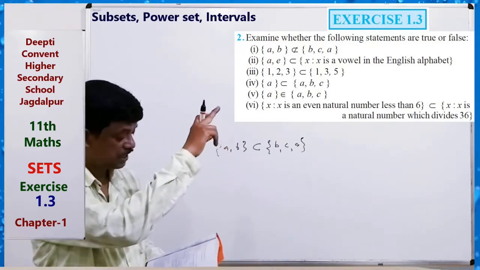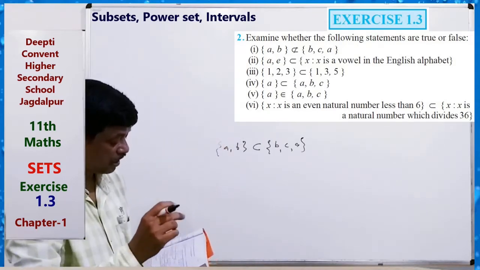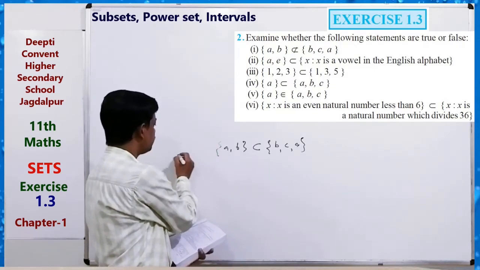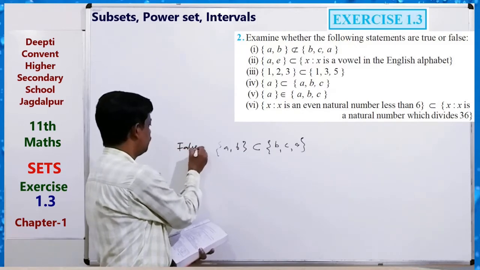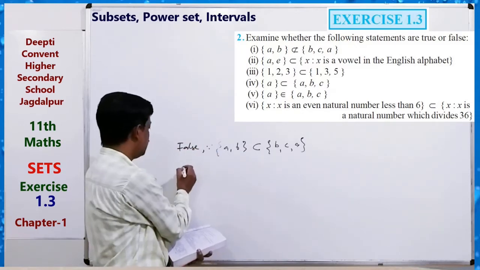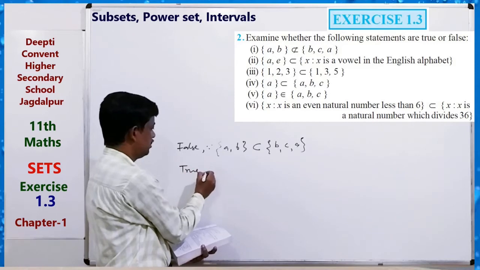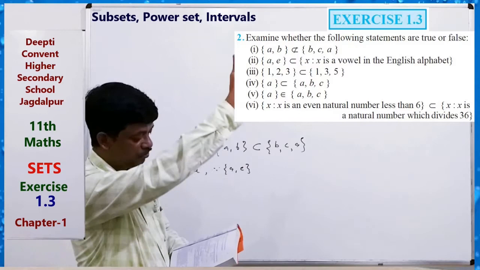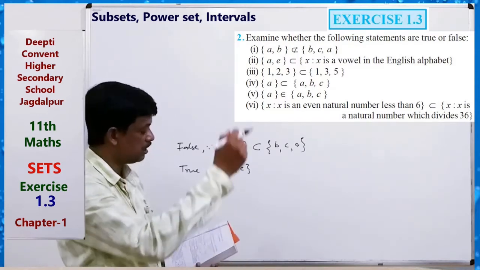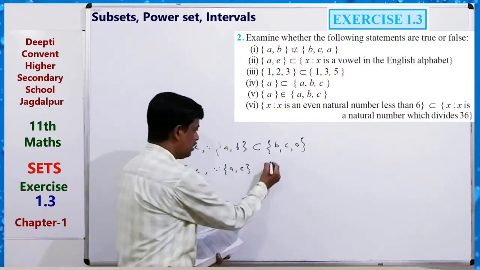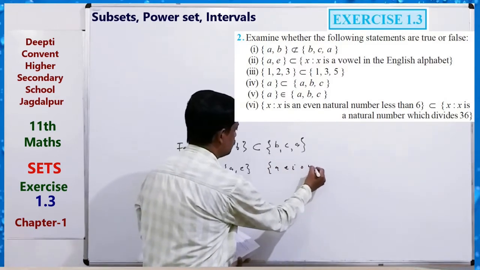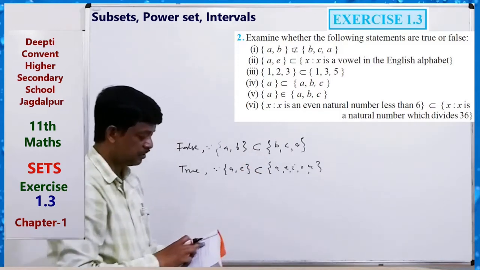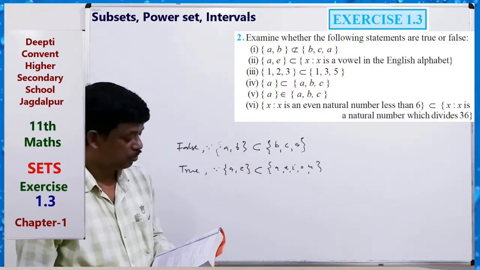Second: A, E is a subset of X such that X is a vowel in the English alphabet. The first answer was false, and the second is true. Why? Since A, E, and on the right side it is written vowel in the English alphabet; in set builder form you can write the vowels A, E, I, O, U. A, E also belongs here, so subset, right.